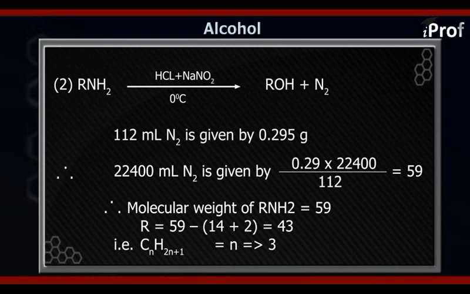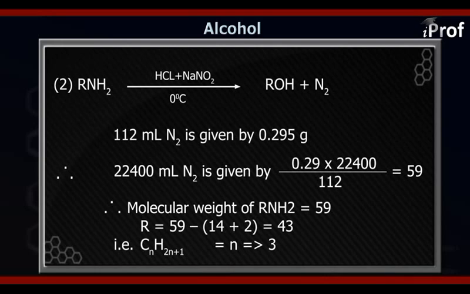So the value of n which you will obtain is 3. Therefore, in the alkyl chain of the RNH2 we will have 3 carbon atoms.